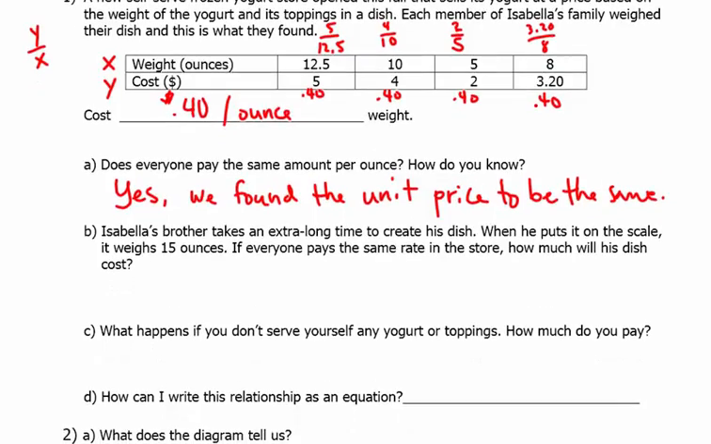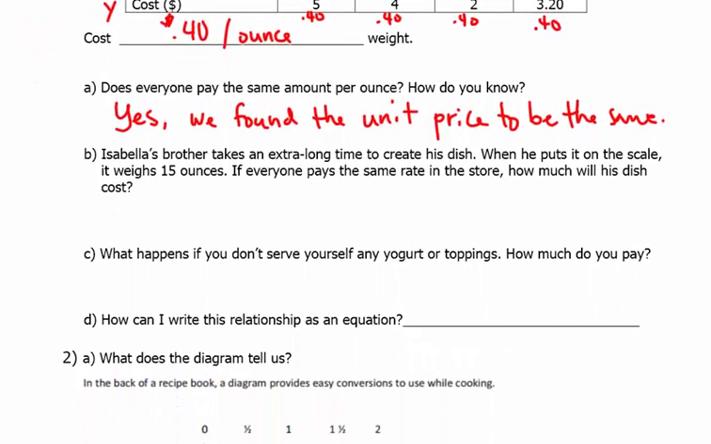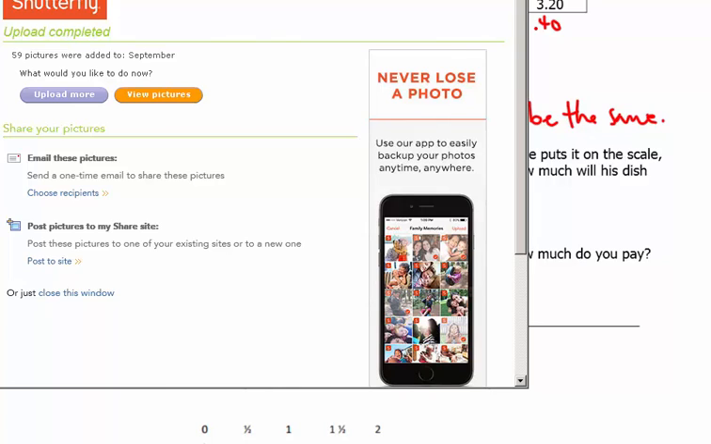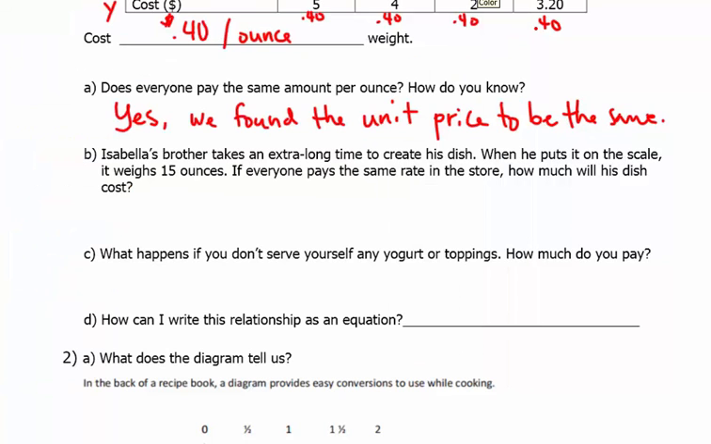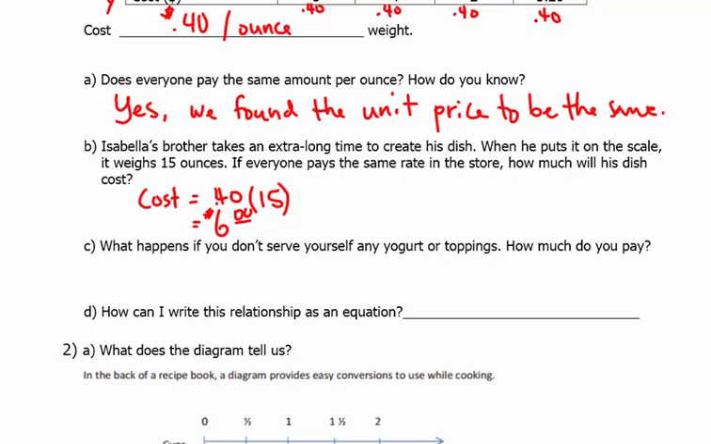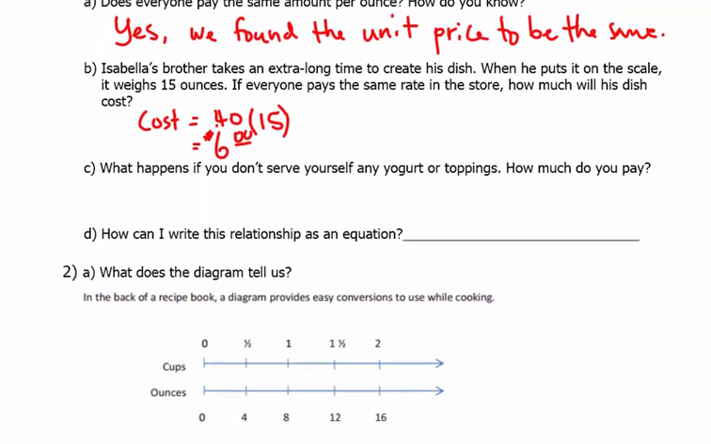Isabella's brother takes an extra long time to create his dish. When he puts it on the scale, it weighs 15 ounces. If everyone pays the same amount or the same rate, how much will his dish cost? So I know it's 40 cents per ounce. So my cost is 40 cents times the weight. Well, his weight was 15 ounces. So when I do that, I end up getting $6 is the cost for his brother. What happens if you don't serve yourself any yogurt or toppings? Well, there is no weight, so there's no cost. So that would be 0.